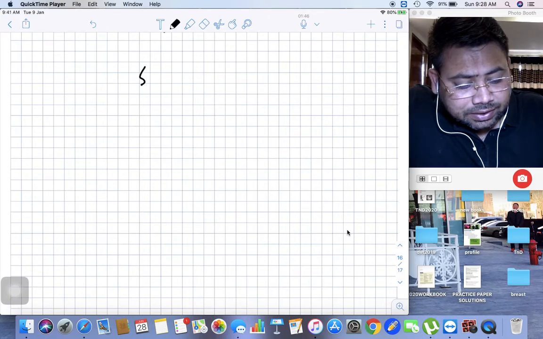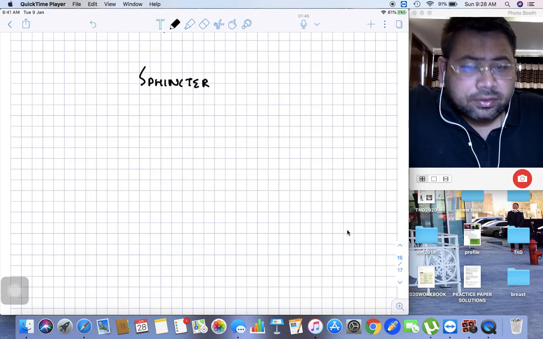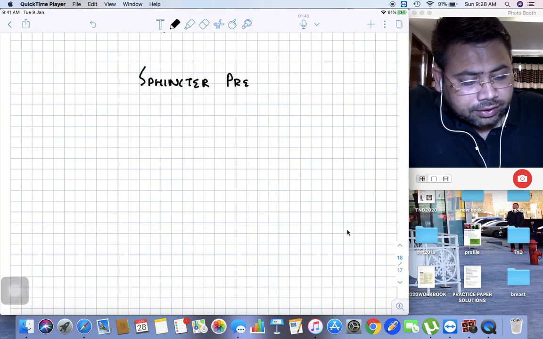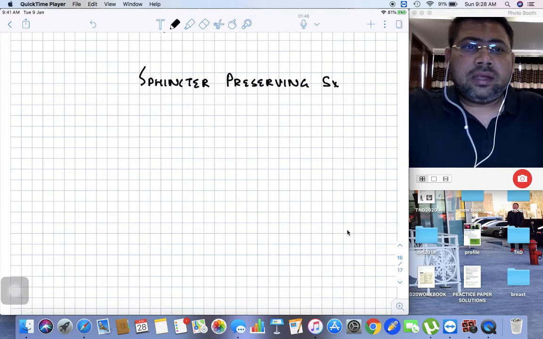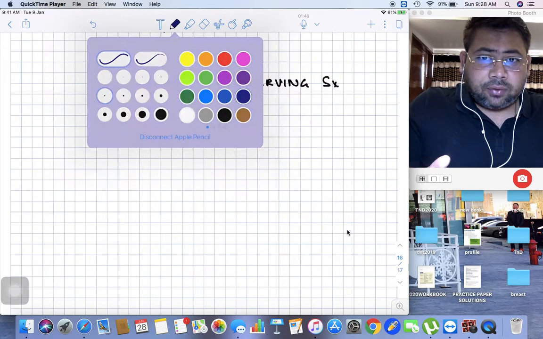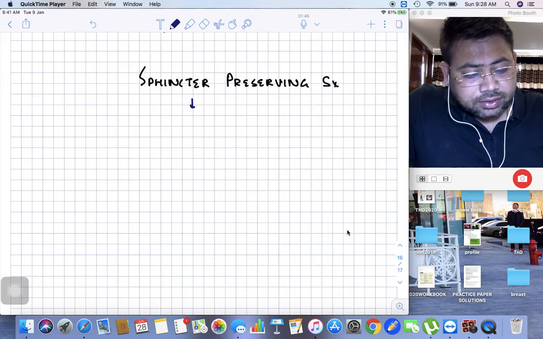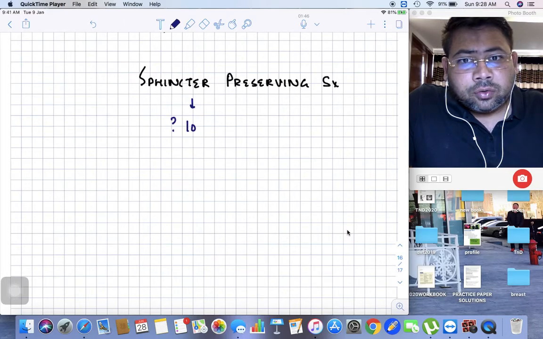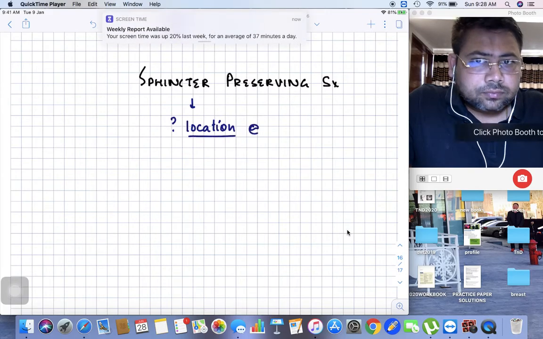Sphincter preserving surgeries. When we talk about sphincter preserving surgeries, one thing is clear: these tumors need to be more than 5 centimeters away from the anal verge. But even within that, there are various types of surgeries. So now the question is, where is the location of the tumor?